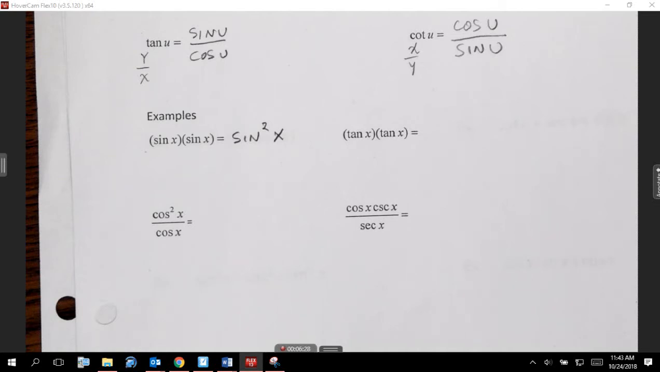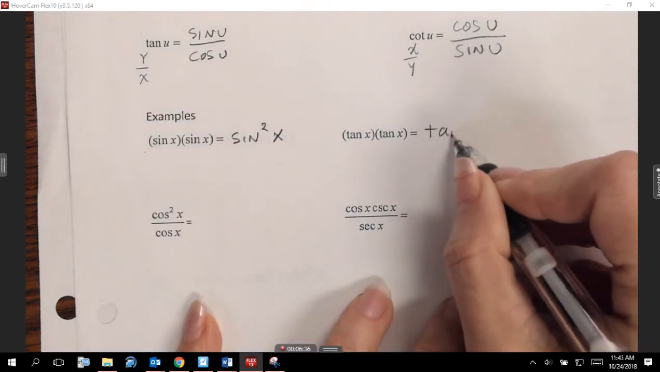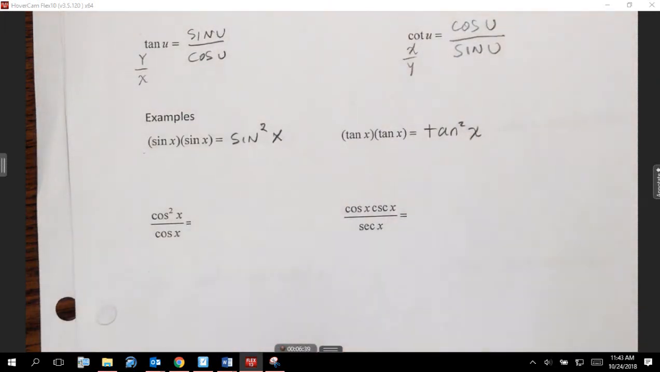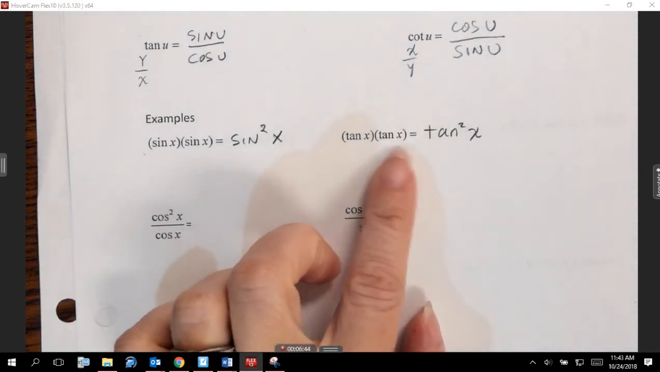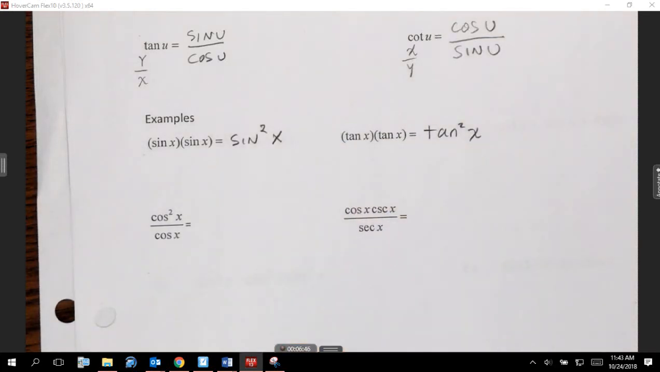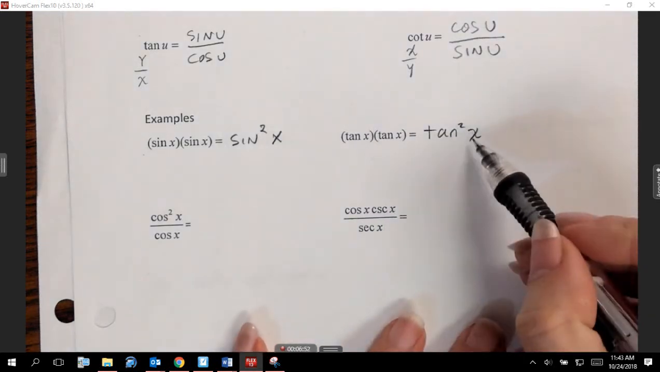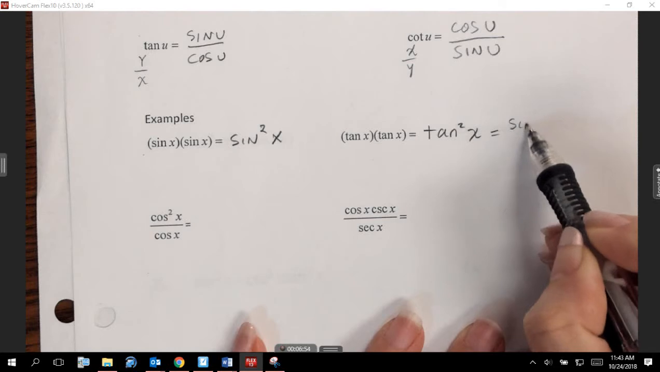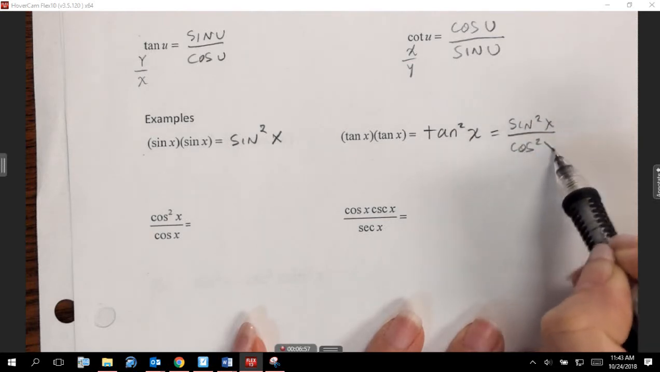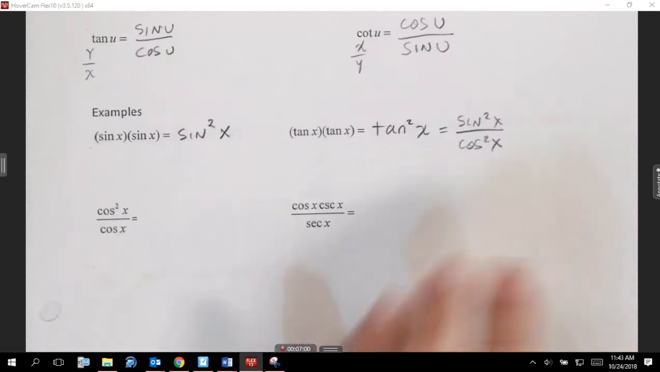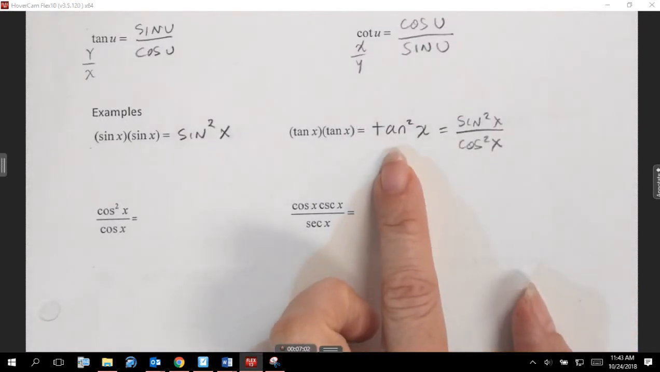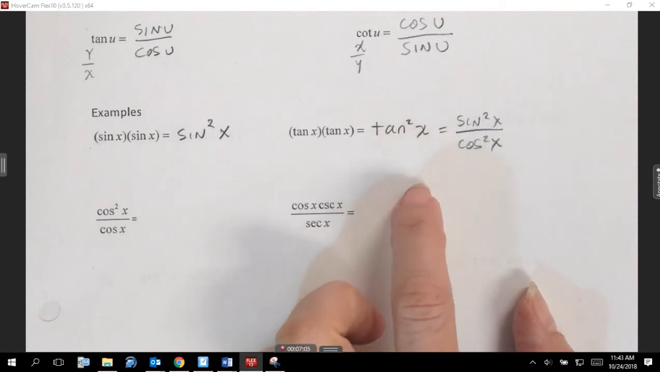So what would tangent x multiplied by tangent x equal? Tangent squared x. Now that is not the only thing that it could possibly equal, because it just depends what we want tangent x times tangent x for, like how we want to use it. It doesn't only equal tangent squared x. It could equal sine squared x over cosine squared x, because tangent squared x is the same thing as sine times sine over cosine times cosine.